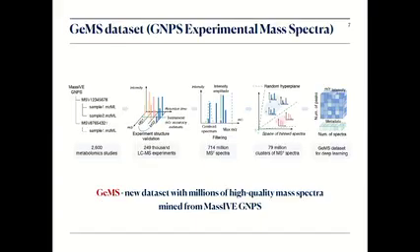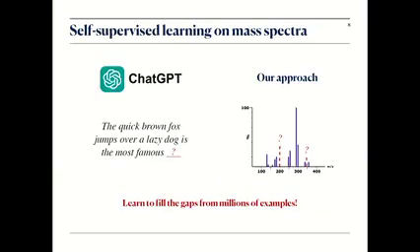So the first thing that we did in our project is that we refined these millions of mass spectra into a high quality and non-redundant subset, which we name GeMS, GNPS experimental mass spectra. Once we have all this data in hand, the obvious question is how can we even leverage all this data, or how can we extract any meaningful knowledge from it?